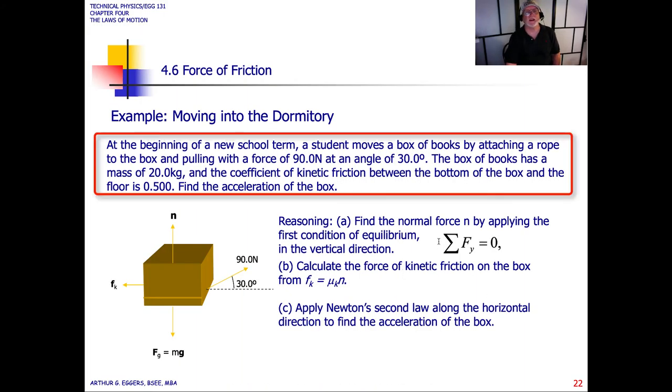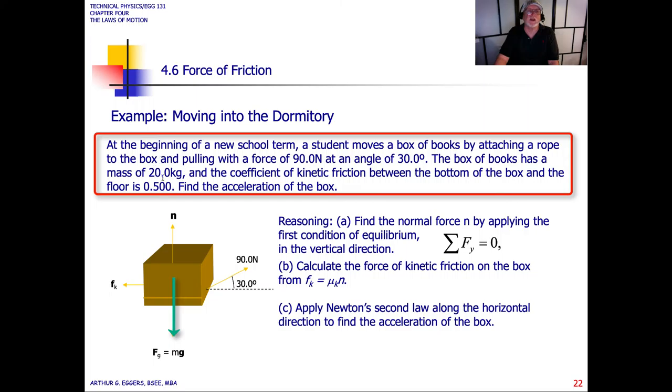So let's take a look at an example here. Moving into a dormitory. At the beginning of a new school term, a student moves a box of books by attaching a rope to the box and pulling with a force of 90 newtons, and the angle made by the rope from the horizontal is 30 degrees. So he's pulling up on it as he's pulling the box. The box of books has a mass of 20 kilograms.